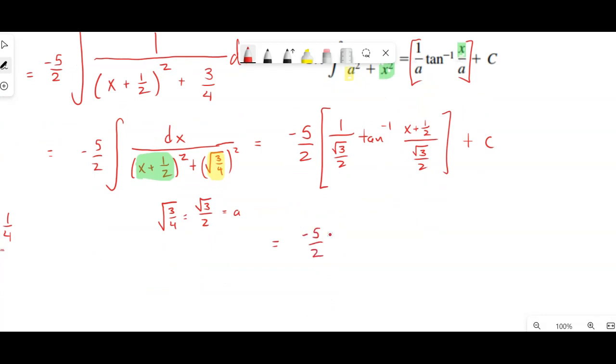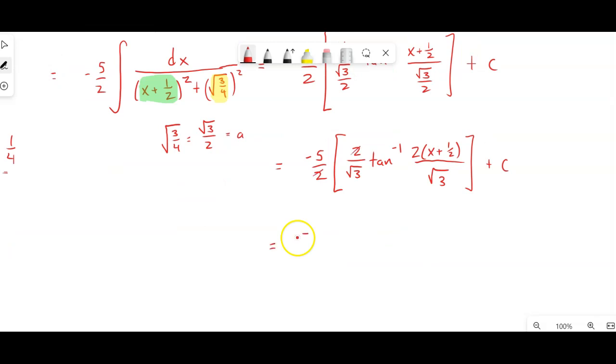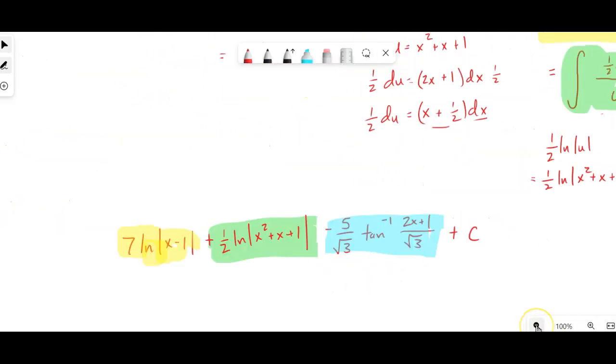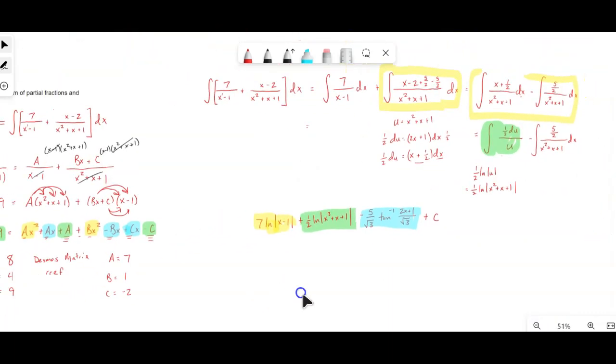So I got a negative 5 halves on the outside. 1 over a fraction, you just flip the fraction. So that's 2 over the square root of 3. Inverse tangent. And the same thing here. I can write this as 2 times x plus a half over the square root of 3. And then the 2 in here will cancel. This will be a minus 5 over the square root of 3 inverse tangent of, if I distribute through, 2x plus 1 over the square root of 3, plus c. There's the final piece. Okay, that's just the final piece. That's not out on its own. Remember, that's part of the problem. All right, and there finally is our completed integral after all of that work.